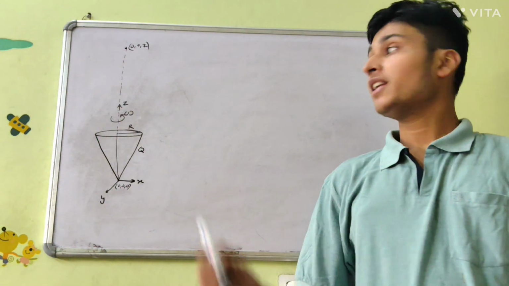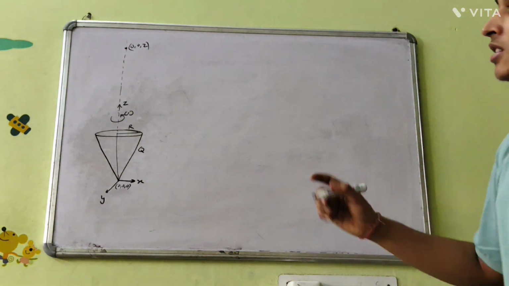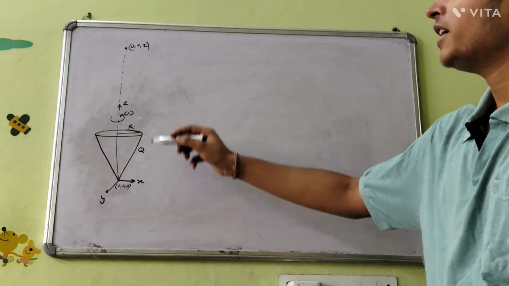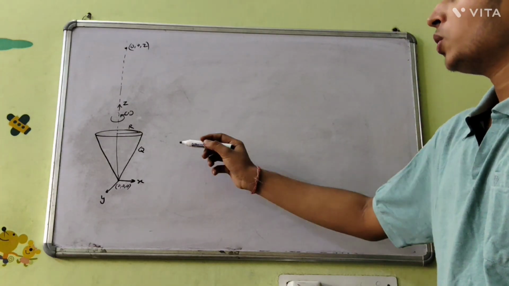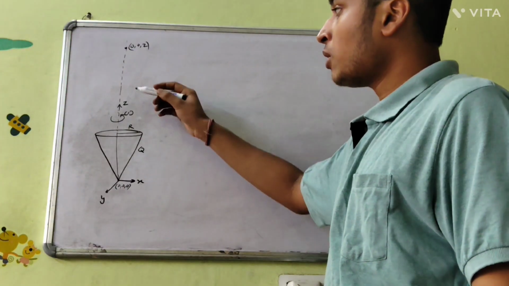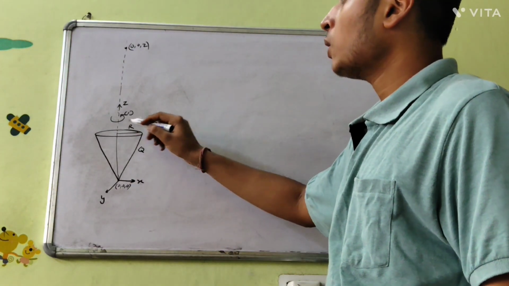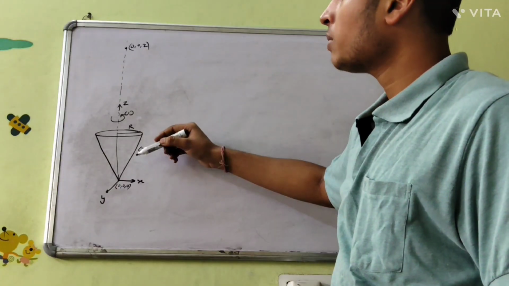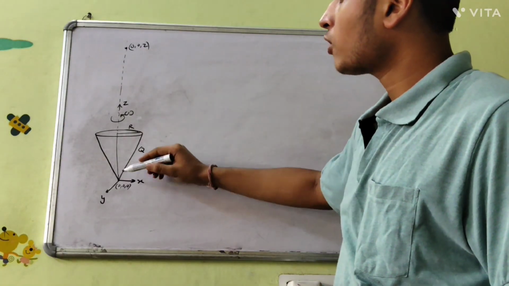Hello everyone, let us solve this question. In this question, we are given a right circular cone of radius R and height h with a charge q uniformly distributed on its surface. It rotates about its axis with an angular velocity omega, and we have to find the magnetic field produced by it at a distance z from its vertex.